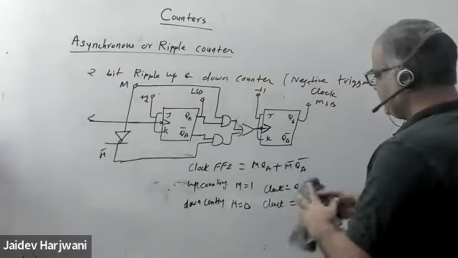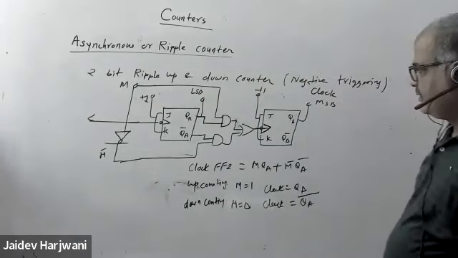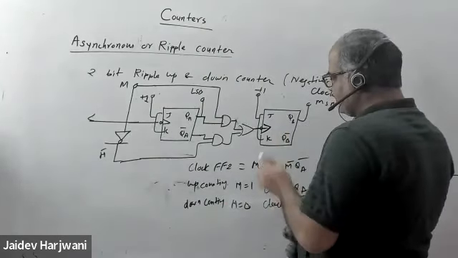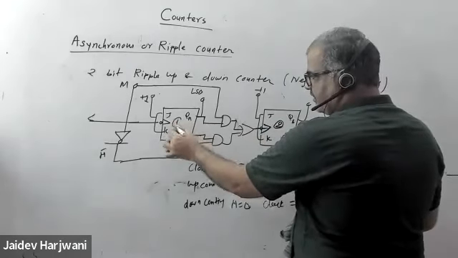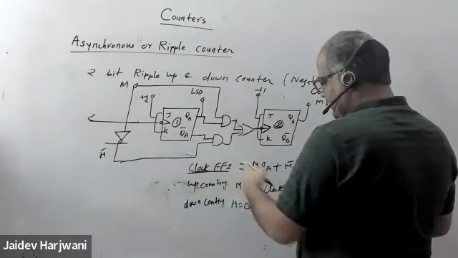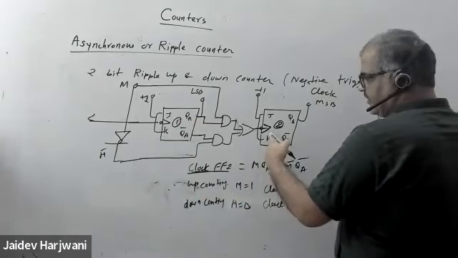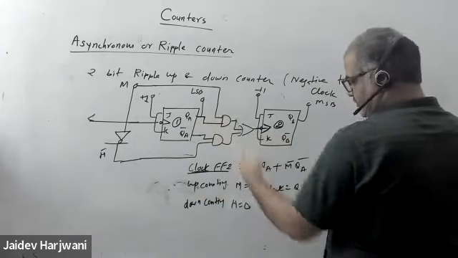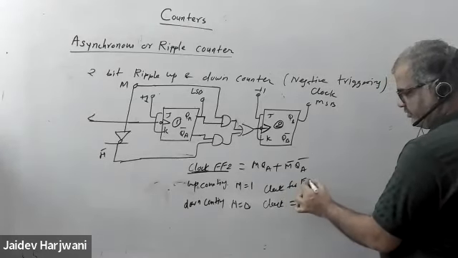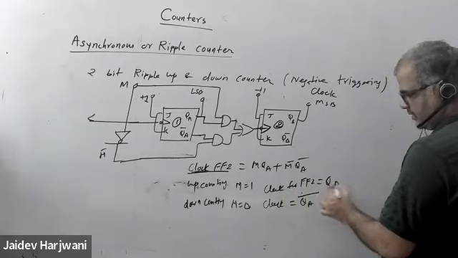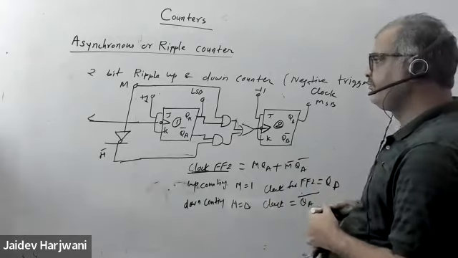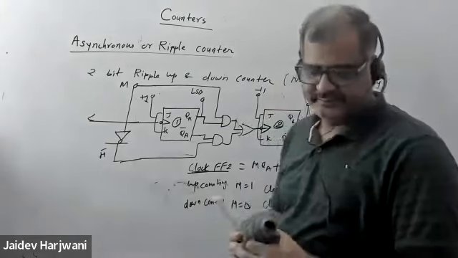Sir, what is the clock F2 here? This is flip-flop 2 and this is flip-flop 1, so what is the clock of F2? Isn't it QA? What is the clock signal? QA. Okay, the clock for F2, flip-flop 2, is QA. Similarly, the clock for F2 is QA bar for down counting.